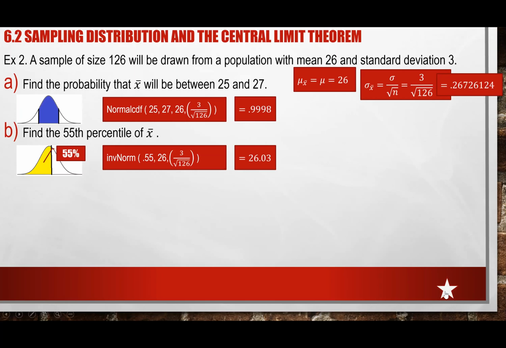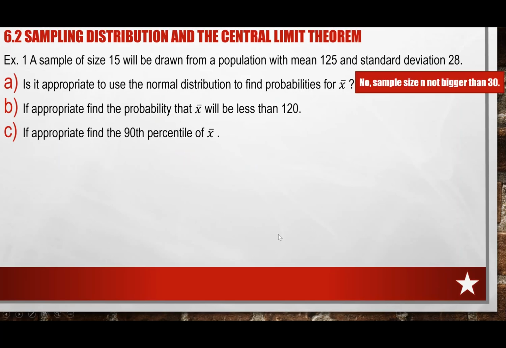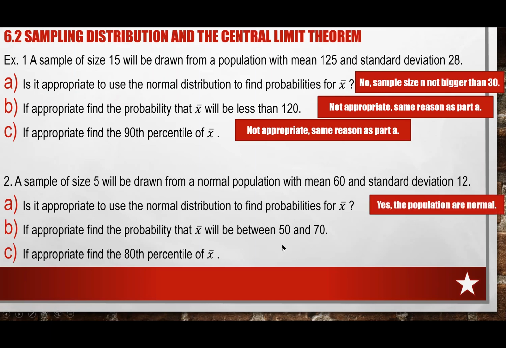Let's go back. Question with this one before we go back to the previous slides. Let's finish this problem up. On your homework, they probably ask you this: a sample size of 5 will be drawn from a normal population with the mean 60 and the standard deviation of 12. Is it appropriate to use the normal distribution to find the probability? We say yes. Why yes? Because the population is normal.